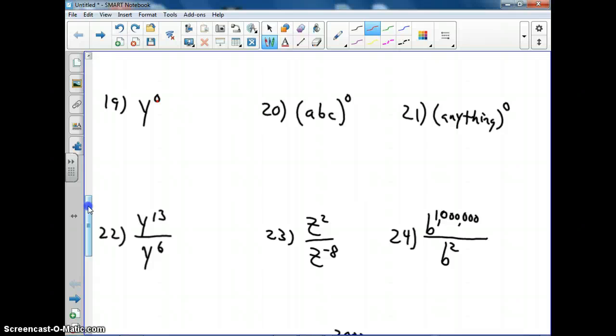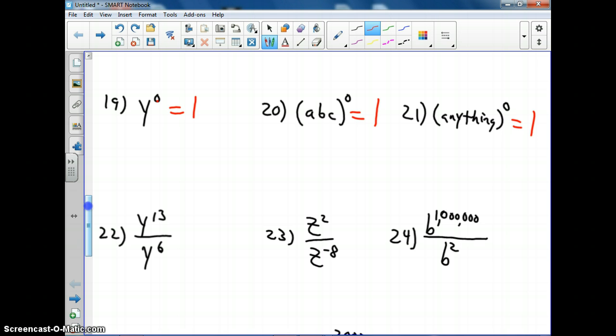Okay, so let me ask you, what's the answer to number 19? It's 1, right? This is equal to 1. Okay, now how about ABC to the 0 power? That would equal 1. That equals 1. Okay, how about anything to the 0 power? It equals 1. Well, I know you laugh at that, but lots of students still have confusion with it. You always say, well, what's z to the 0 power? Oh, it's 0? No, it's not. It's 1. Okay, all right, so everybody good?